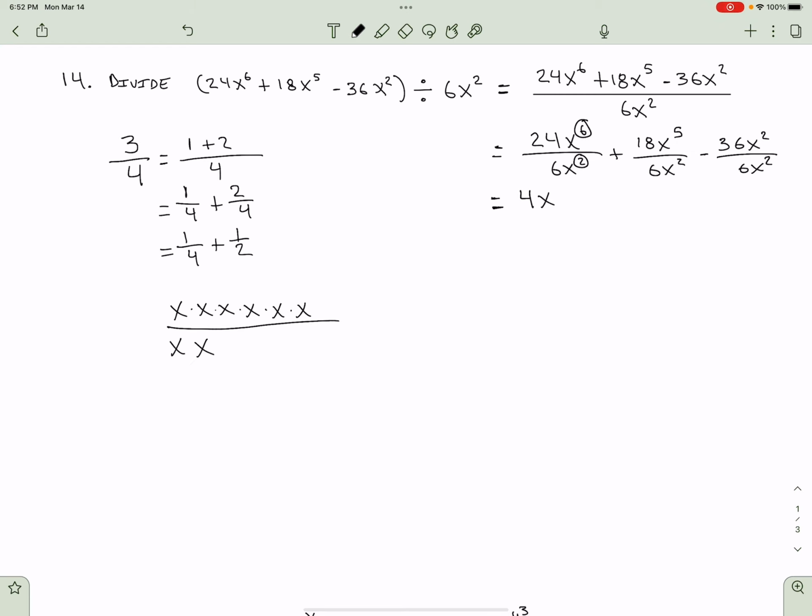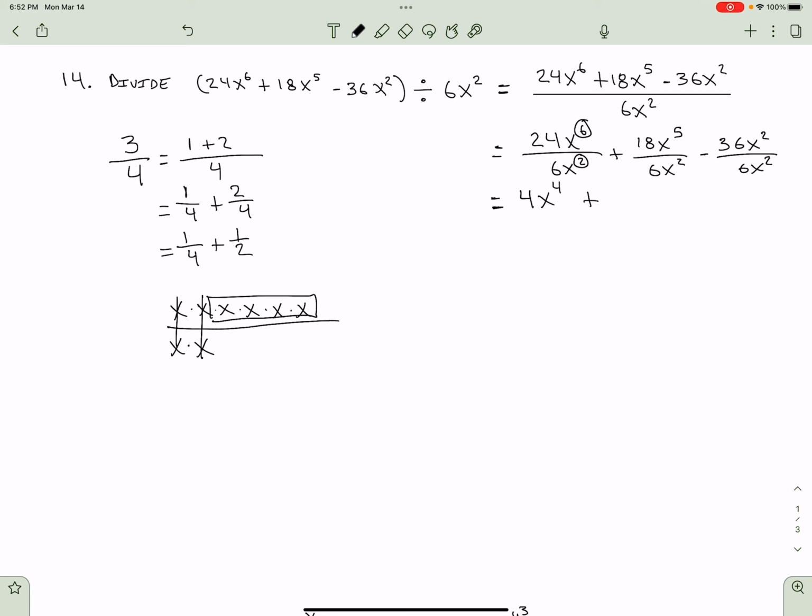Over 2 of them, right? 1, 2. Means I have 4 of them remaining. So I can literally just say whatever the exponent is on the numerator, base, in this case it was x to the 6, and I can subtract the 2 from x to the 2 away from it and get 4.